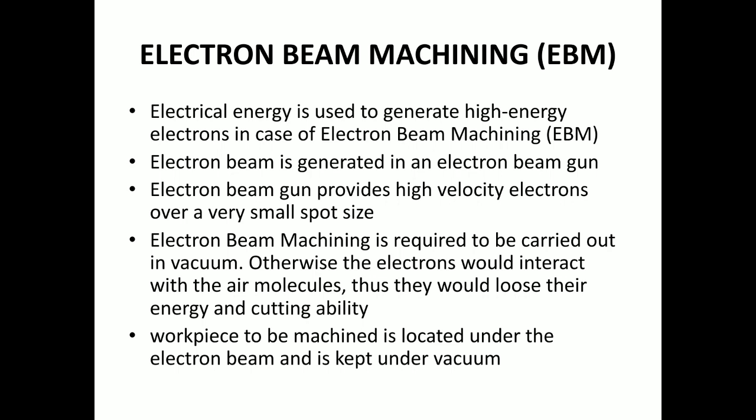Electron beam machining is required to be carried out in vacuum. So there is one additional setup required: it is conducted in vacuum. The workpiece has to be kept in vacuum so that the energy of the electrons is not lost in the open atmosphere. Otherwise the electrons would interact with air molecules, and thus lose their energy and cutting ability. The workpiece to be machined is located under the electron beam and kept under vacuum.